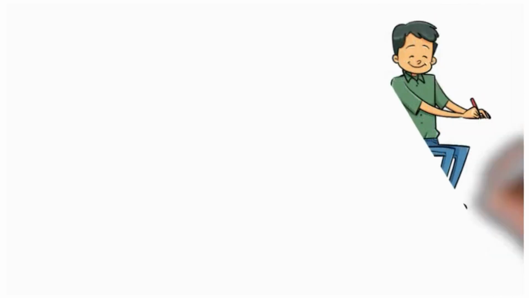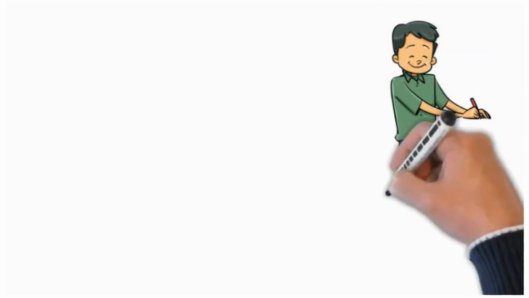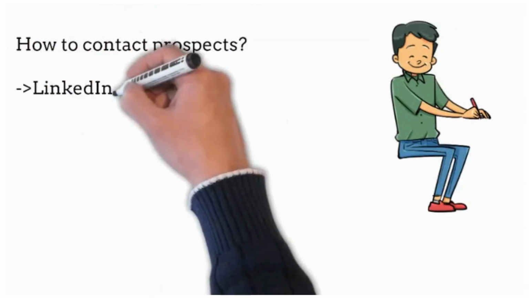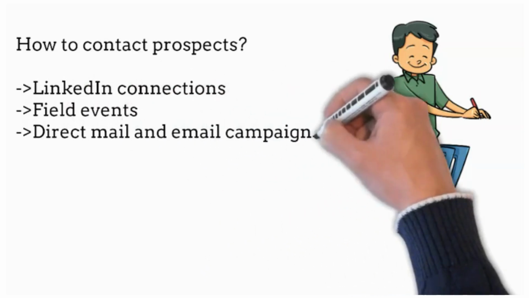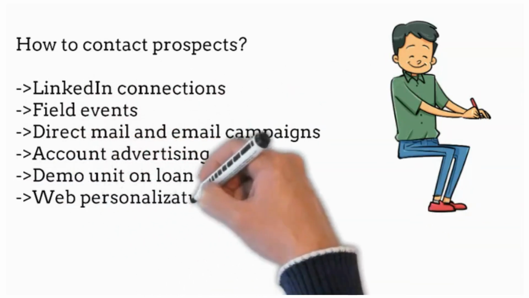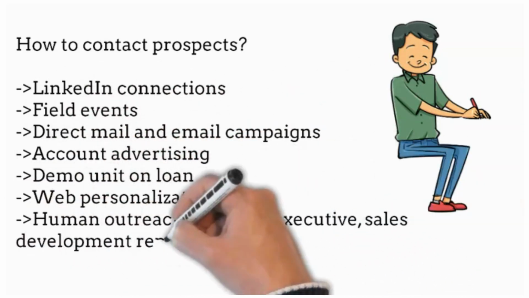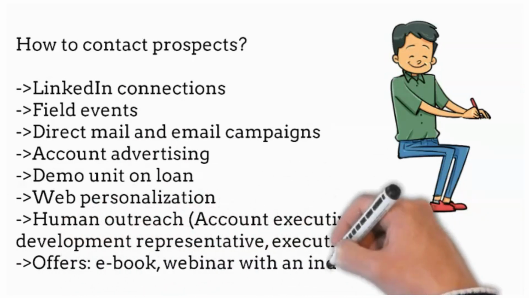Okay, how do we contact the prospects? Well, you look for LinkedIn connections. There's the 300 character free outreach. There's also InMail, field events, direct mail, email campaigns, account advertising.